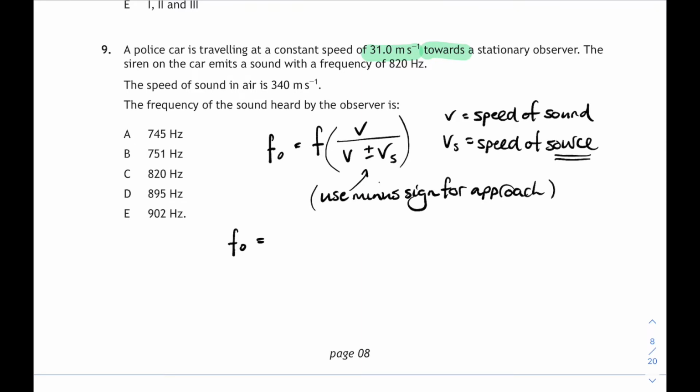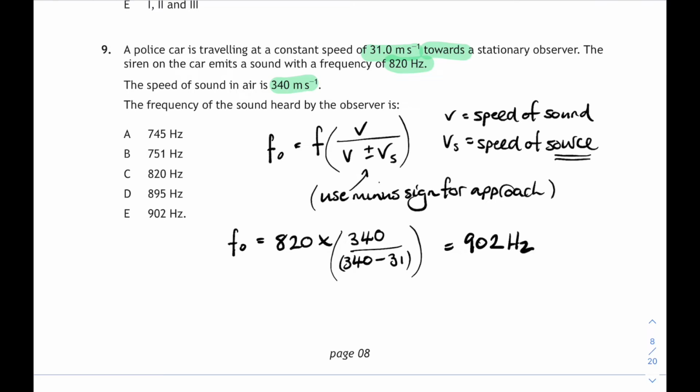So the observed frequency will be the actual frequency, which is 820 Hz, times the speed of sound in air, which is 340, over the speed of sound in air minus the speed of the moving object that's moving towards the observer. And if you do all that on your calculator, it gives you an answer of 902 Hz. That corresponds to answer E, 9E.